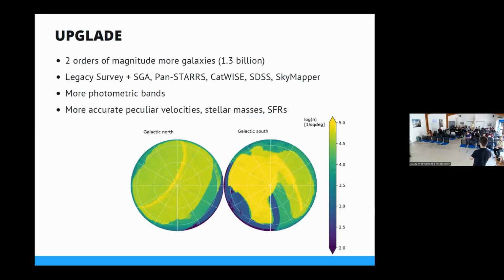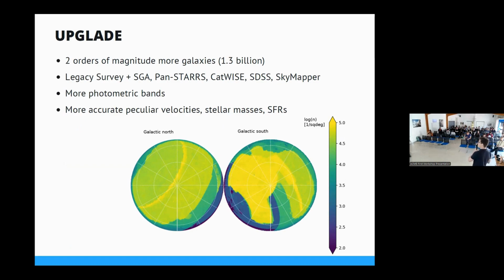And now I'd like to talk about the newest version of the catalogs, which is called UpGLADE. It's a huge improvement compared to the previous one because it contains more than 1 billion galaxies. So it's 2 orders of magnitude more than in GLADE Plus itself.